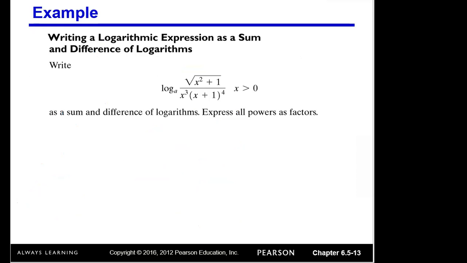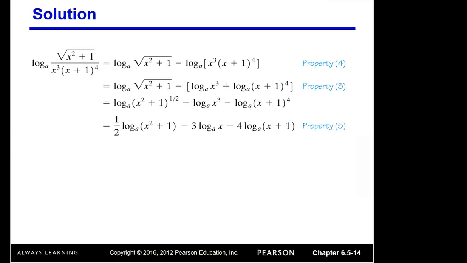And I got another problem, another write a logarithmic expression as a sum and difference of logarithms. All right, this one's a 2-for-1 special. You have this division right here, but you also have this multiplication there. So not only are you dividing, but you're going to have to use the subtraction rule, and you're going to have to use that addition rule. I'm just going to look at what they did. How many extra steps did they do?